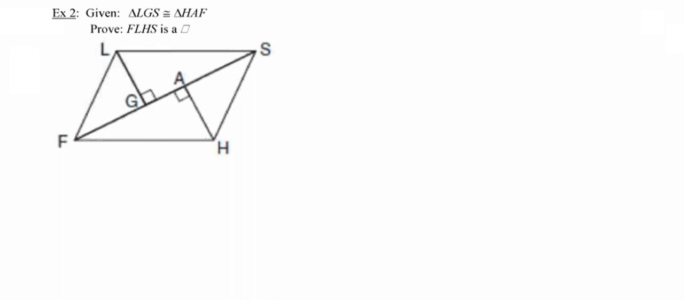How about a Euclidean proof? These are sometimes more difficult because we have to use the information that has been given to us. We have a lot less flexibility than we do when we're working in the coordinate plane. If we're given that these two triangles are congruent to one another, we want to now prove that FLHS is a parallelogram. And I'm noticing that this figure was named badly. It should be FLSH.